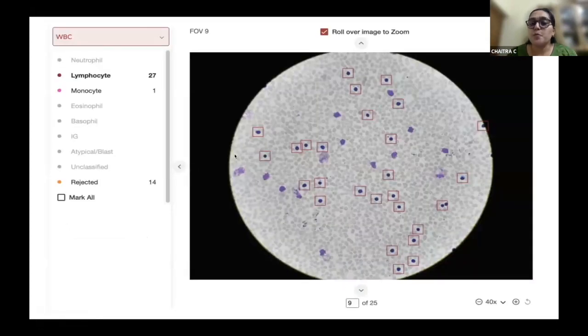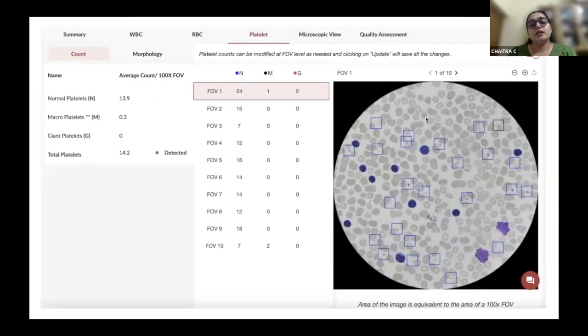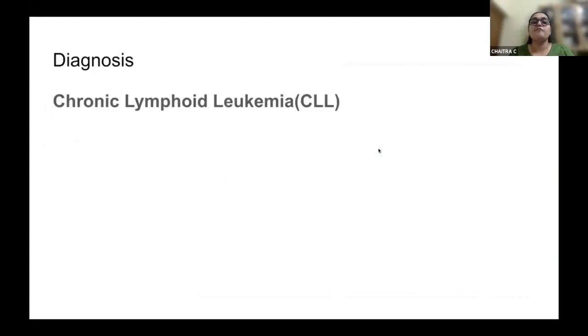On the microscopic view, we could see an increased number of WBCs, an increased number of lymphocytes, and we could also appreciate the smudge cells and the basket cells. In this case, platelets were normal. So it was a pretty straightforward case of CLL. Not only can you use it when the pathologist is not there, AI100 can also be used in our routine practice because AI100 is more accurate with high sensitivity and specificity of the results.